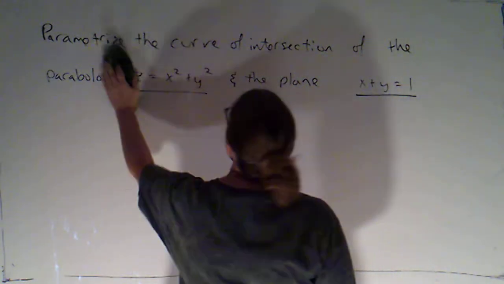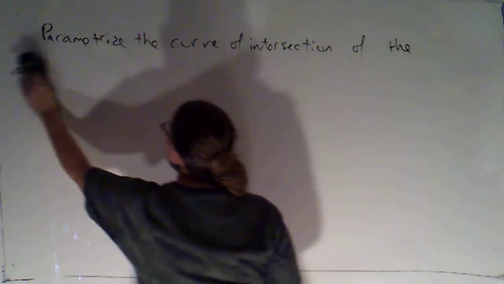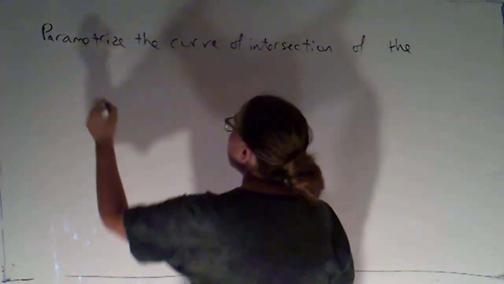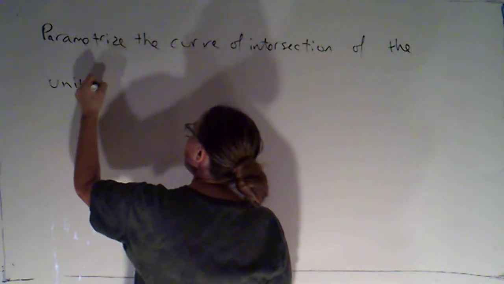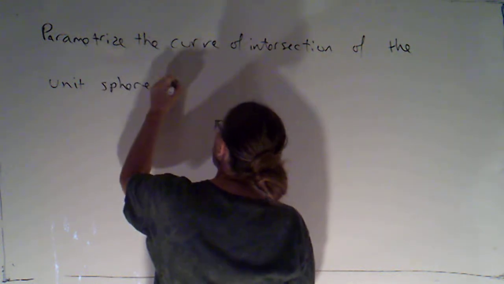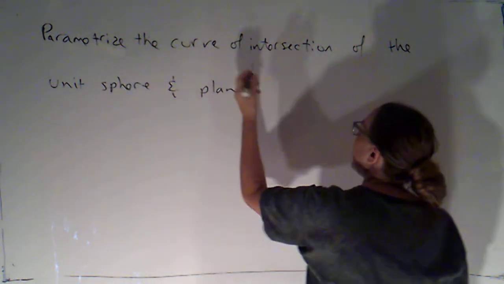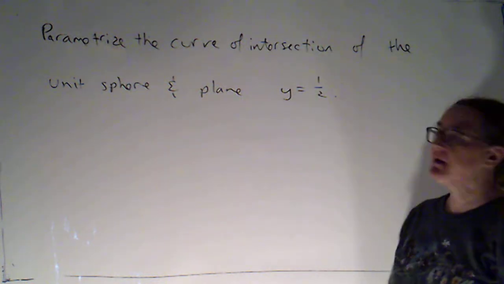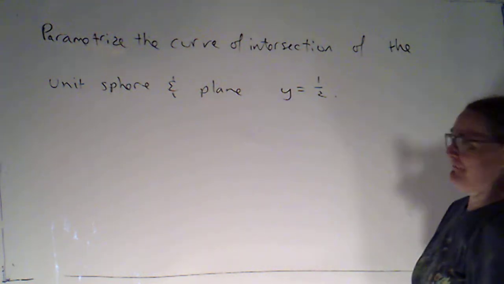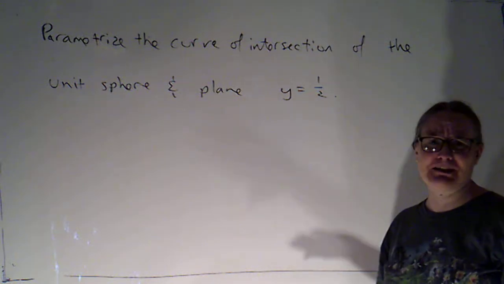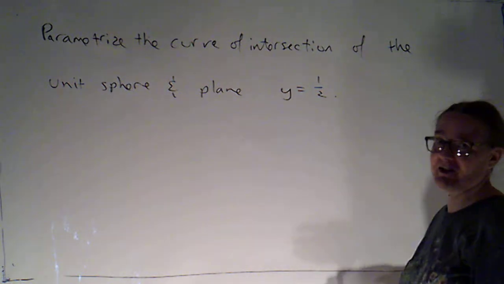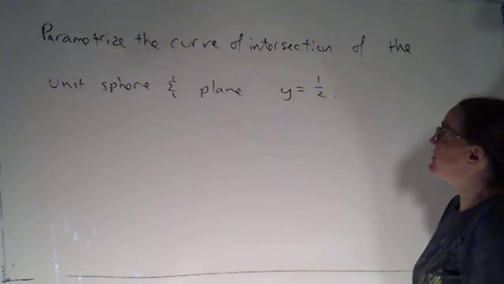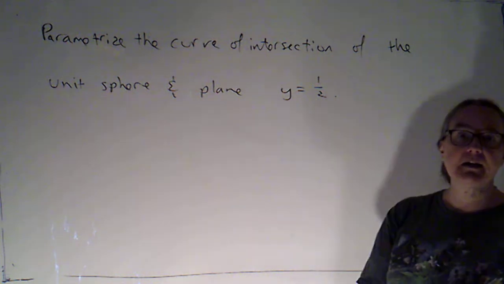Let's just say I wanted to look at the curve of intersection of the unit sphere and the plane y equals 1/2. Now I can actually visualize that very easily, because I know if I intersect a sphere with any plane, I'm just going to be getting a circle. Okay, so this is just a circle in the plane y equals 1/2.